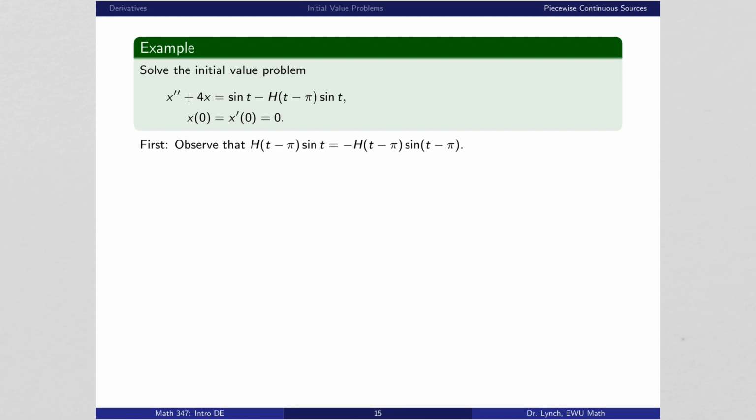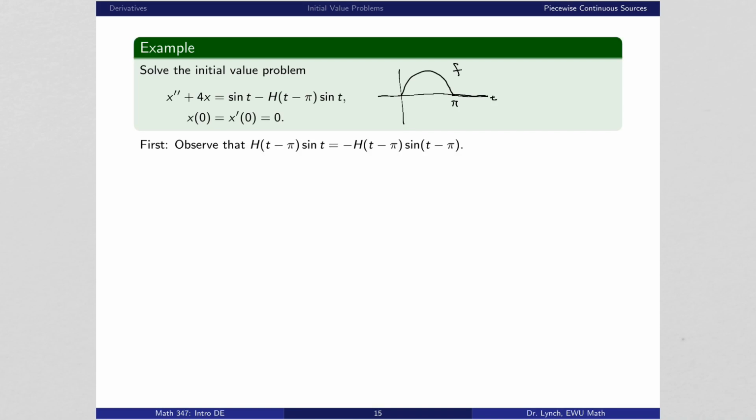An initial value problem given by x double prime plus 4x is sine of t minus Heaviside of t minus pi times sine of t. So you can think about this right-hand side as a forcing function that is sine of t from 0 to pi, and then we turn off that forcing function so that it's actually 0 after t equals pi.